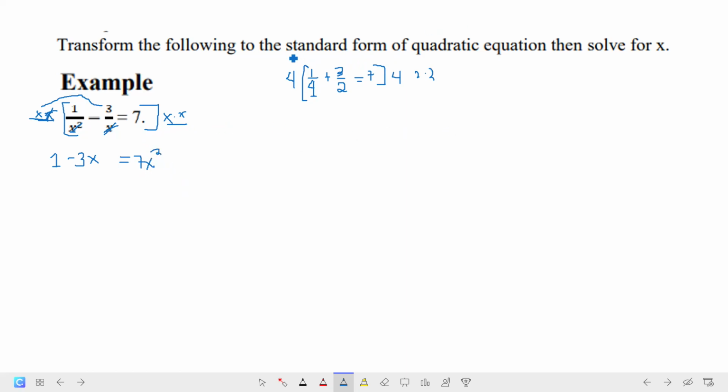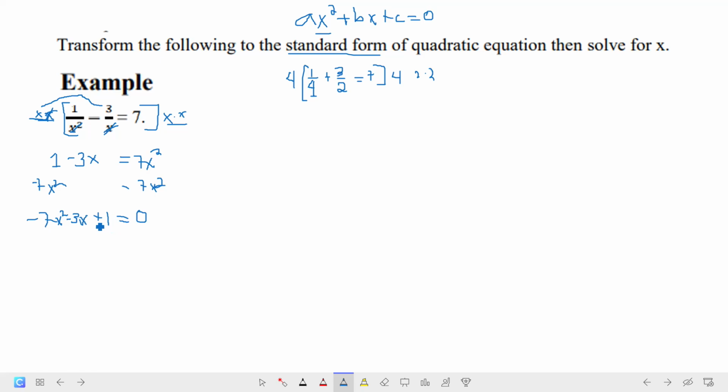And do not forget, it should be in standard form. Para maging standard form ito, I need to subtract 7x squared to both sides. Okay, negative 7x squared. And the equal sign, this will be 0 now. And you must follow the quadratic standard form na i-arrange natin na ganito, ax squared plus bx plus c equals 0. So meaning, yung may x squared dito sa una, 7x squared. Then yung may x variable, 3x. And then yung constant natin na 1.